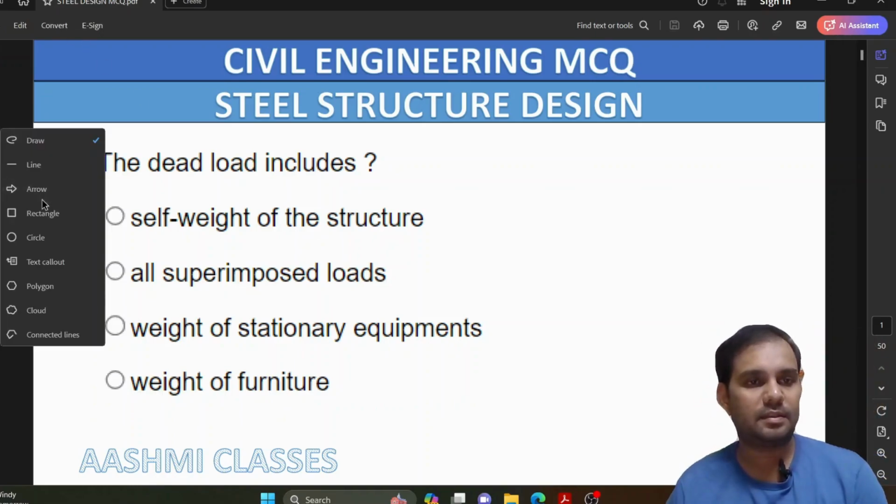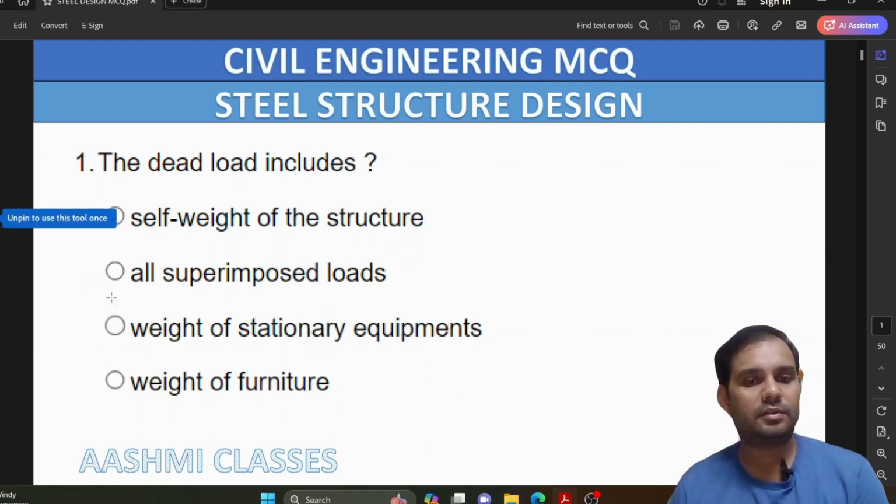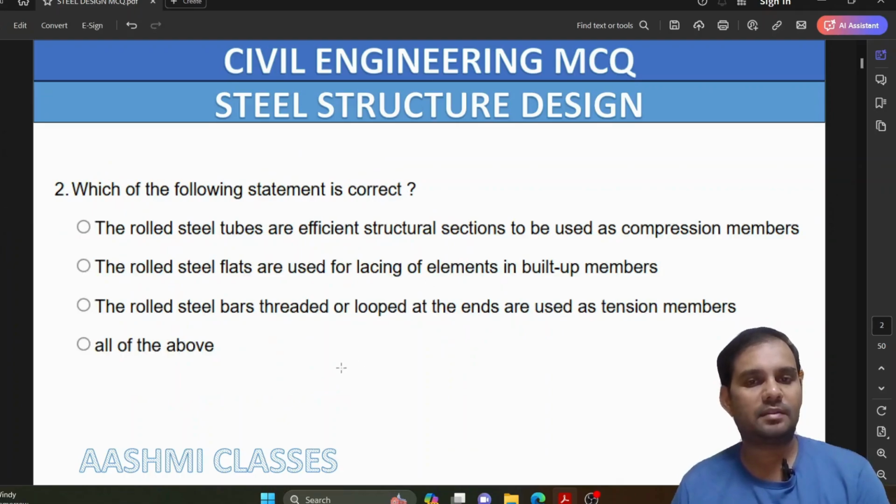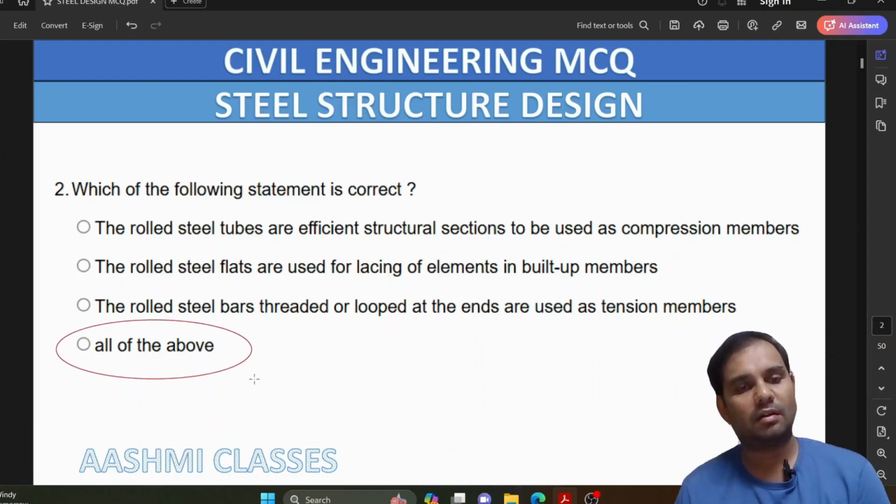So the first question is, the dead load includes self weight of the structure. Which of the following statement is correct? The rolled steel tubes are efficient structural sections to be used as compression members. Correct. The rolled steel flats are used for lacing of elements in built-up members. Correct. The rolled steel bars threaded or looped at the ends are used as tension members. Correct. All of the above.